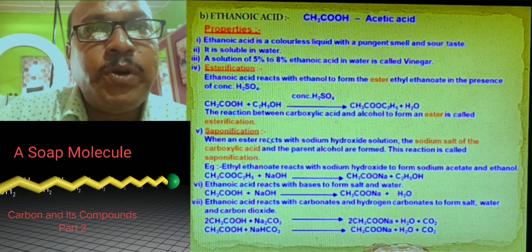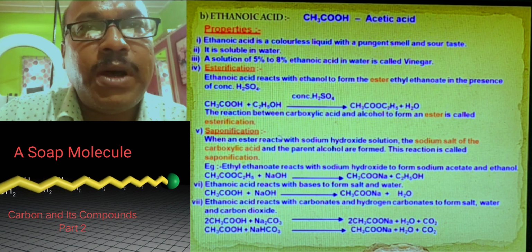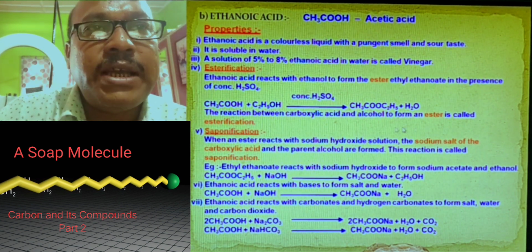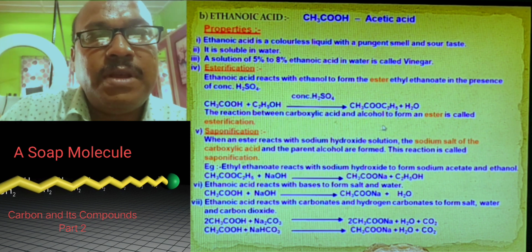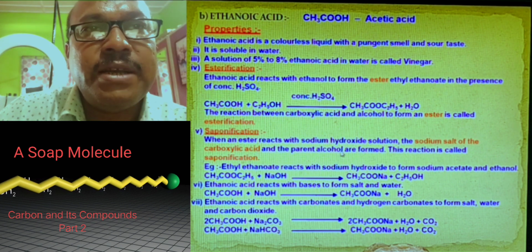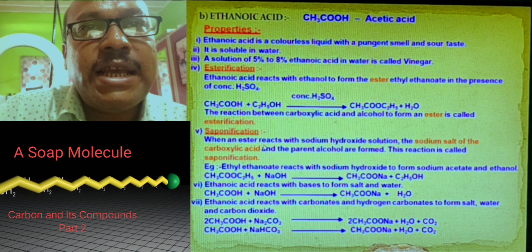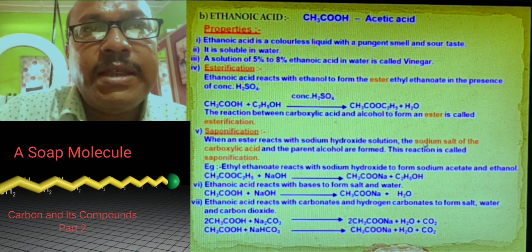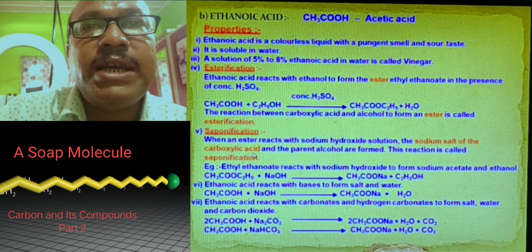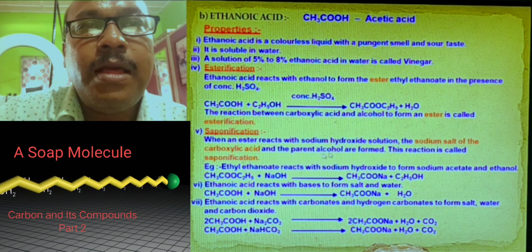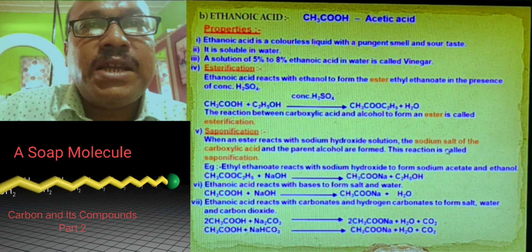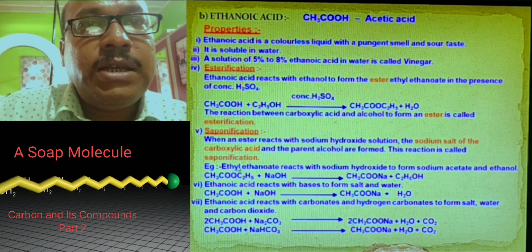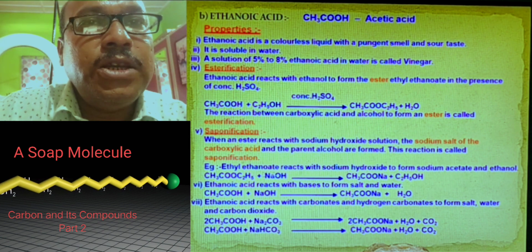Coming to saponification, another important property. Now, this is the ester we have already formed. Now, this ester we are bringing to the next part. This ester is allowed to react with sodium hydroxide solution. Then a sodium salt of carboxylic acid will form. And this reaction is now called saponification. For example, ethyl ethanoate.